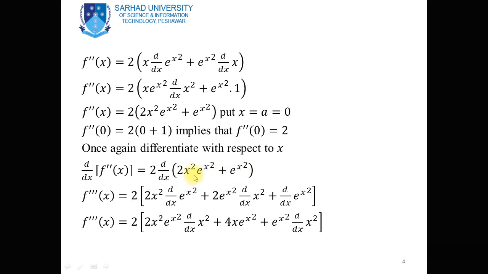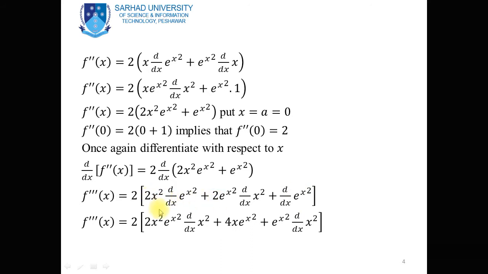Now in this term, this is again the product rule, so 2x square will be the first function, so first function as it is, and the derivative of the second function e power x square, plus 2 e power x square, the second function, and the derivative of the first function, which is x square. So again, x square is the first function and e power x square is the second function: first function times derivative of second function plus second function as it is times the derivative of the first function, plus the derivative of e power x square.